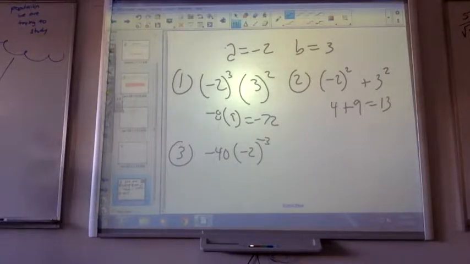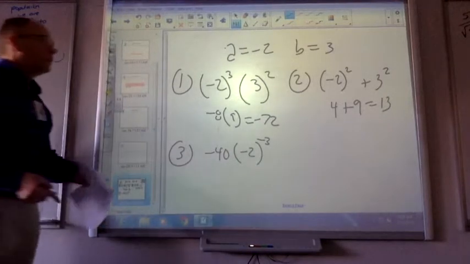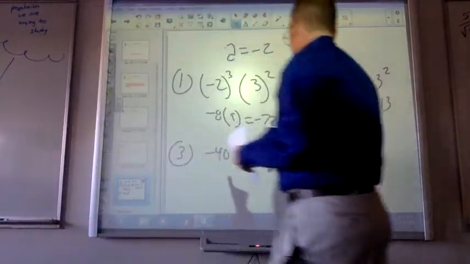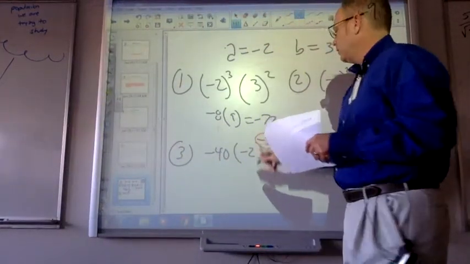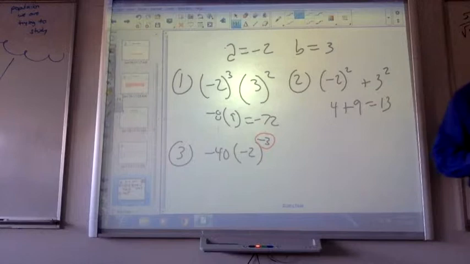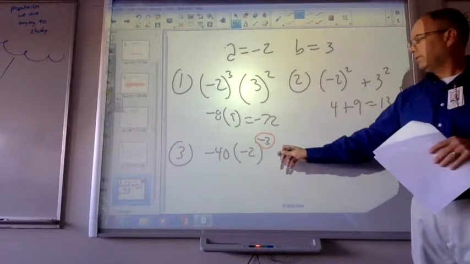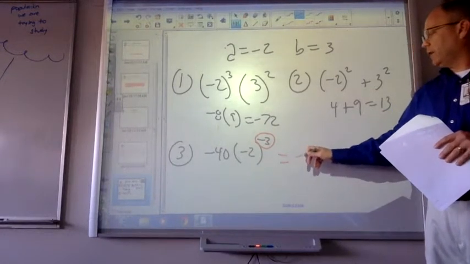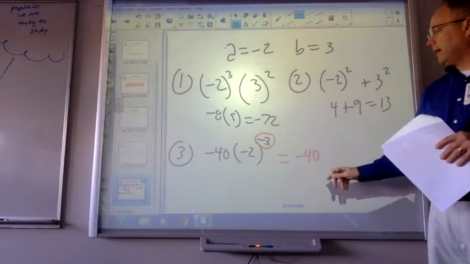Look up above in the properties of exponents. It's x to the -n equals 1 over x to the n. What does that negative exponent do? What does this negative exponent right here do to the -2? It does not make it positive. So the -40 is in the appropriate spot.